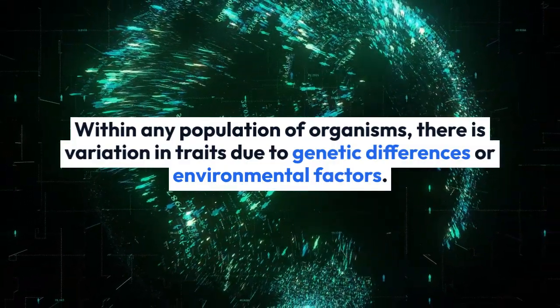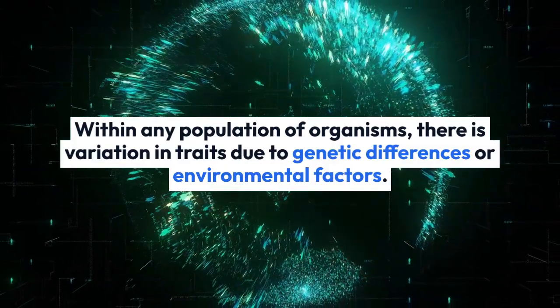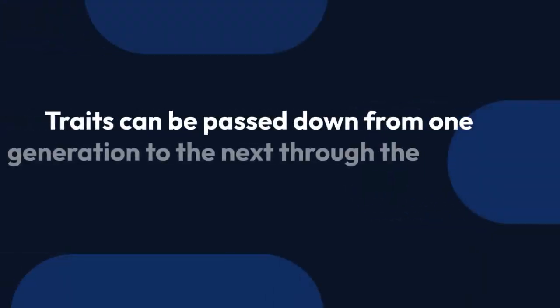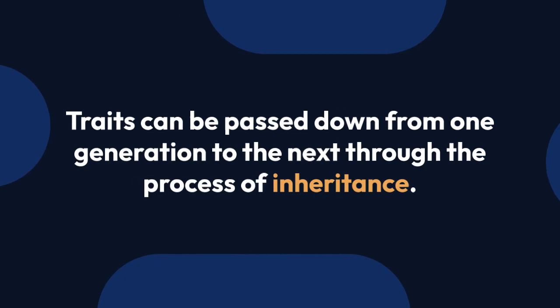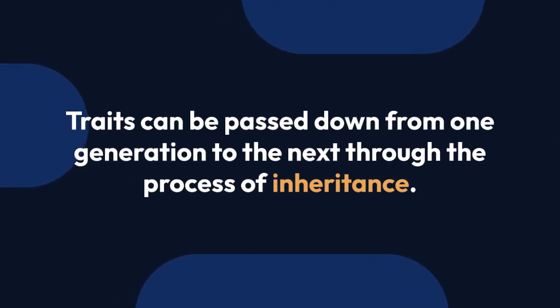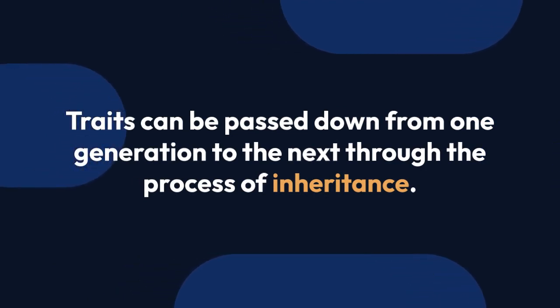2. Inheritance. Traits can be passed down from one generation to the next through the process of inheritance. Offspring inherit genetic information from their parents, which contains instructions for building and developing their bodies.